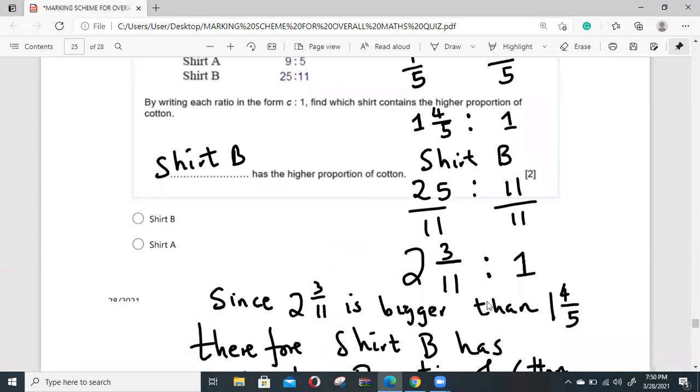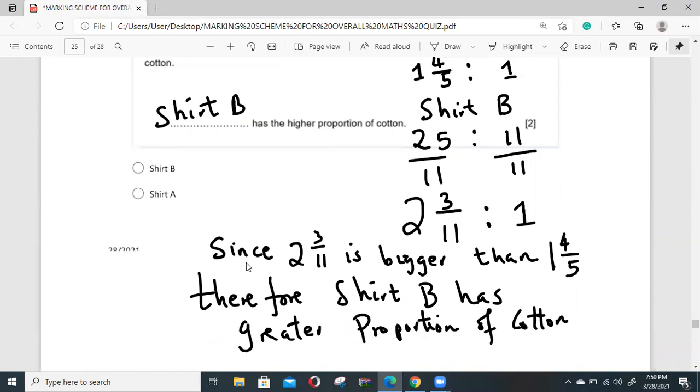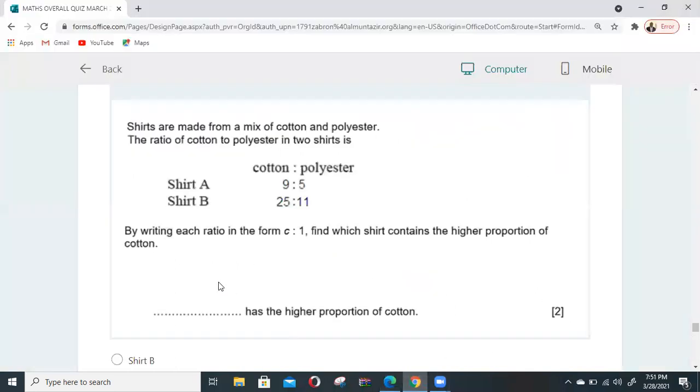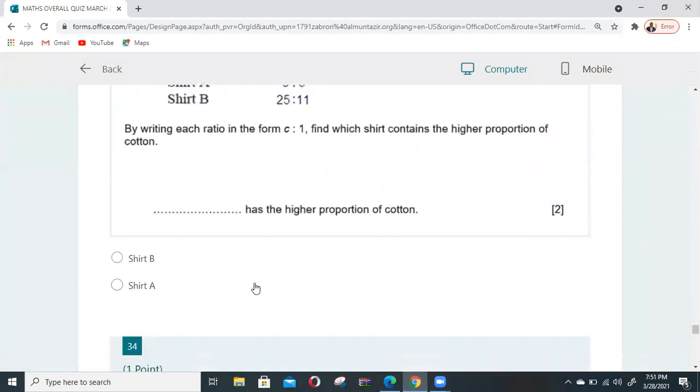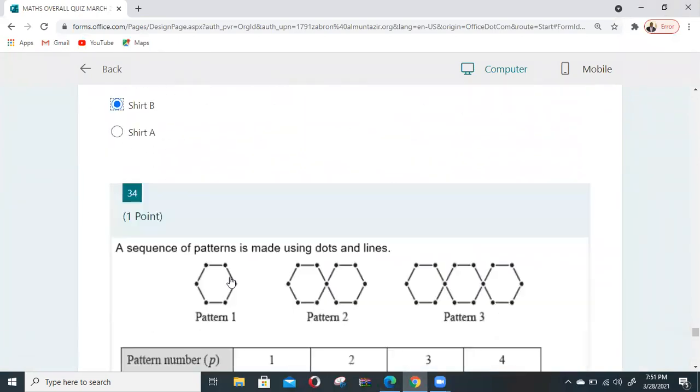Now, can you see that we have 1 here and you have 1. So ignore these numbers and try to look at this: 1 and 4 over 5, and 2 and 3 over 11. Can you see that this number here is bigger than this number? Since 2 and 3 over 11 is bigger than 1 and 4 over 5, therefore shirt B has the greater proportion of cotton. So go ahead choosing shirt B.